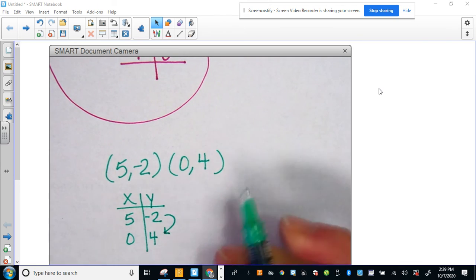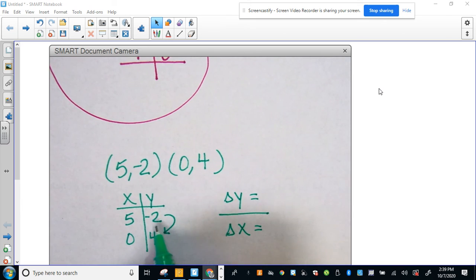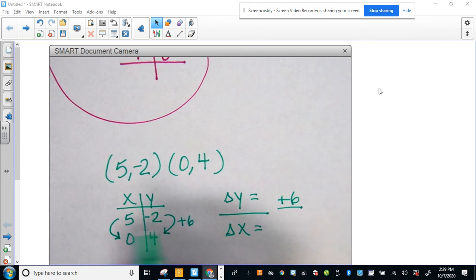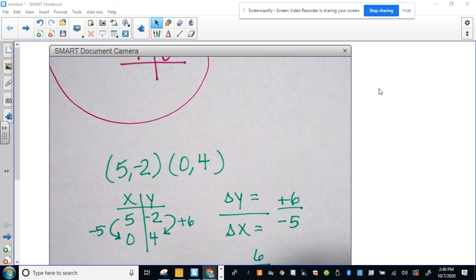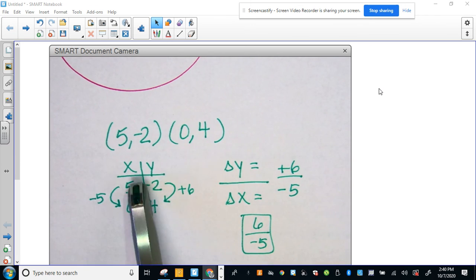So I'm going to do my hump here for my change in the y's. My change in y's from -2 going up to a 4 is a +6. So +6 on top. And then from 5 to 0 is a -5. So that would be -6/5. It does not matter where the negative is. It could be with the 6, it could be with the 5, it could be in the middle, as long as you have a negative there somewhere. -6/5. Again, remember to put these on top of each other in a table and then do your humps to find the slope.